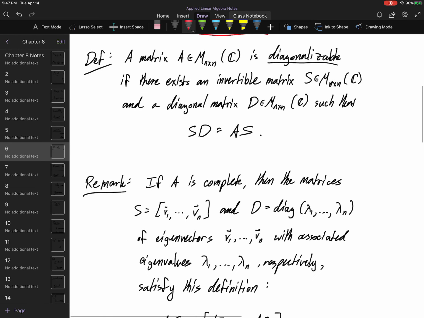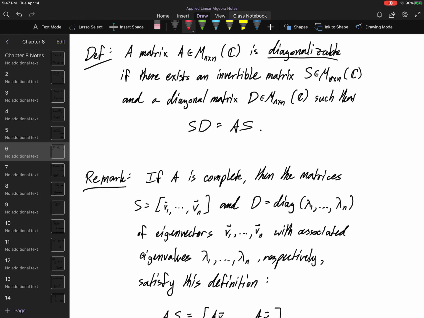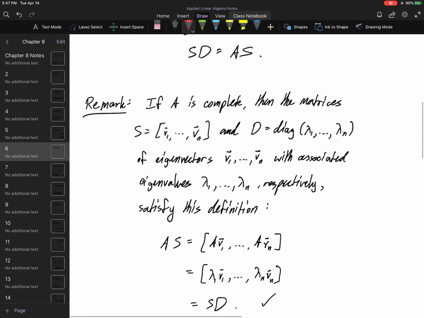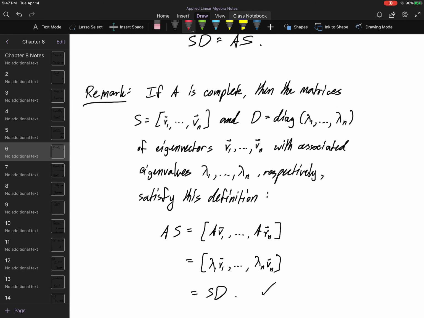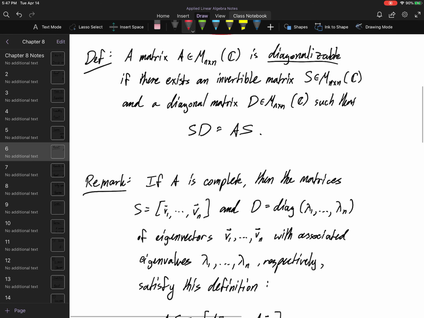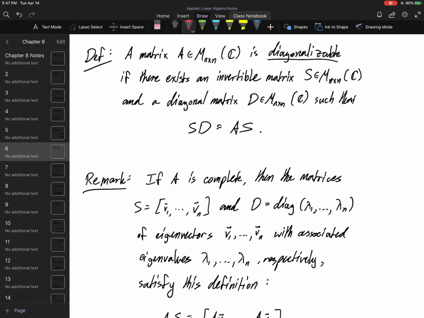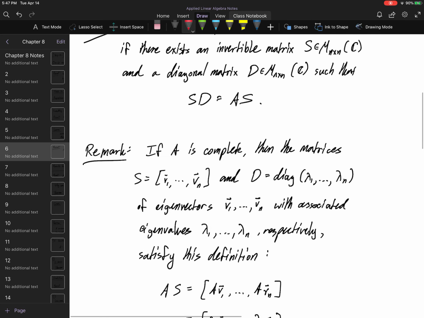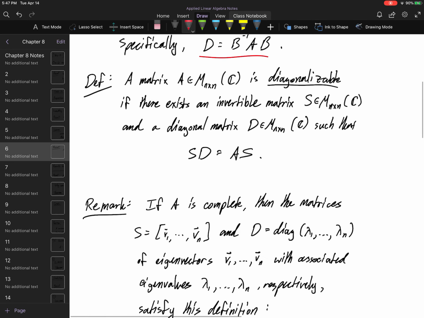You may have seen the word similar before used in context, and that's exactly what we're doing here, showing why we care about complete matrices. And here's the next remark. Specifically, if A is a complete matrix, then the matrices S and D are guaranteed to exist. And in fact, these matrices satisfy the condition for A to be diagonalizable. So if you are complete, then you are diagonalizable.